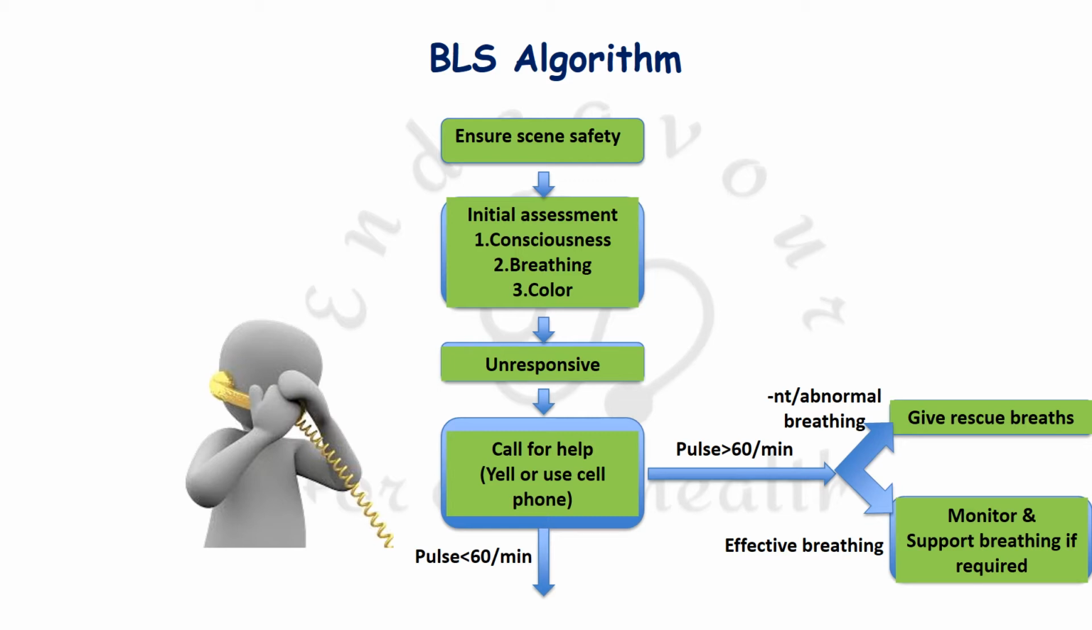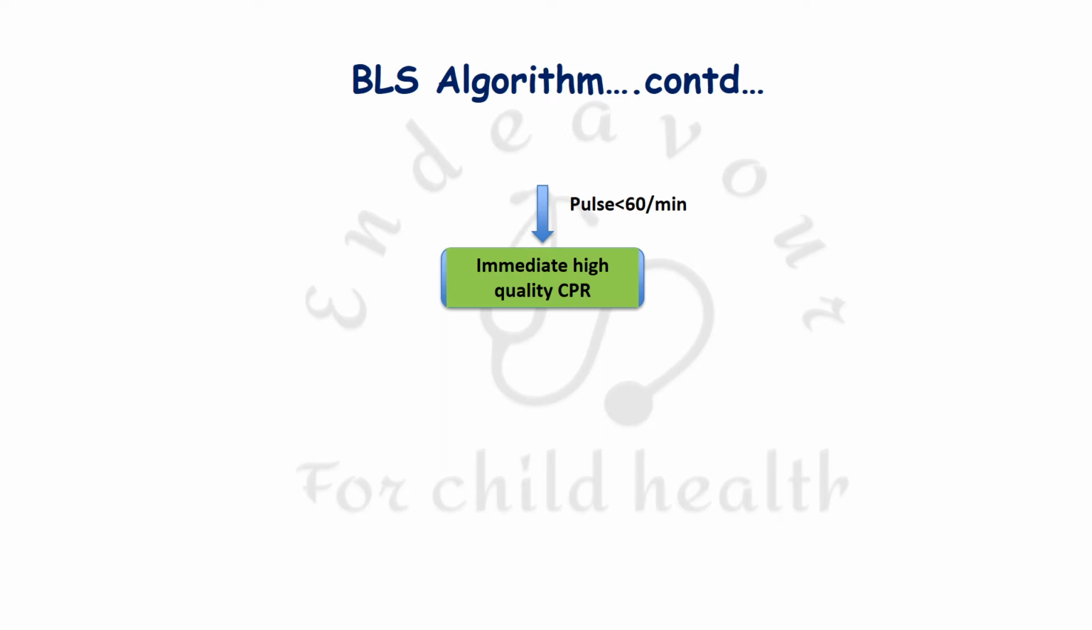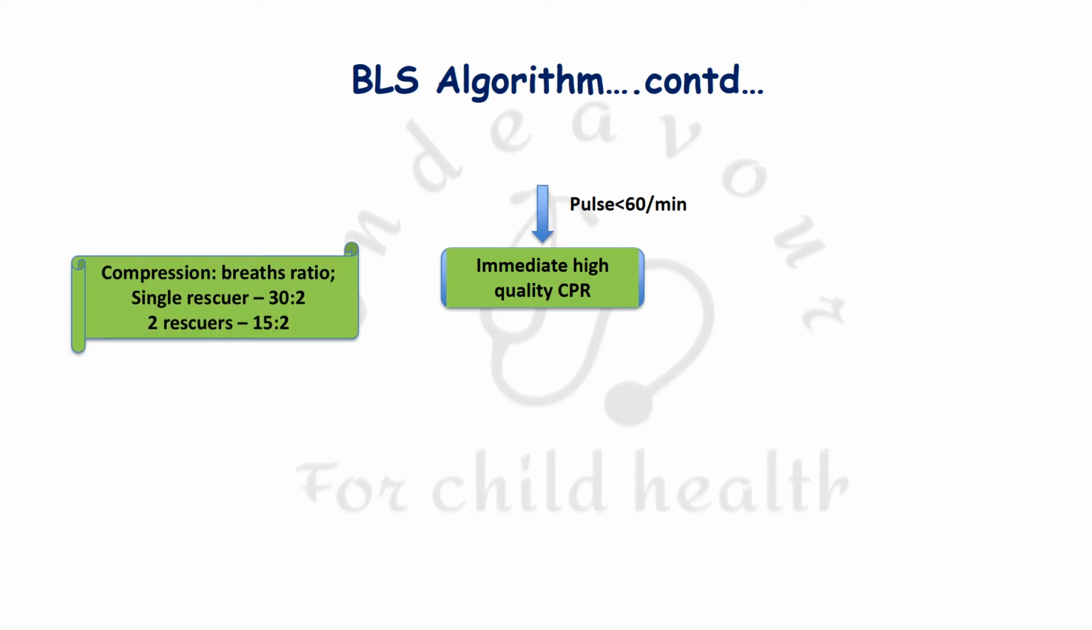The second scenario is that the pulse is less than 60 per minute. You have to immediately start providing high quality CPR. CPR is cardiopulmonary resuscitation. It comprises mainly two things. First is chest compressions and next is breaths. So you have to provide compressions of the chest, or chest massage as it is said in common terms, and you have to provide breaths along with it. Now, the chest compression to breath ratio. If you are alone, you are the single rescuer, then you have to do 30 chest compressions at a time and then provide 2 breaths and then provide 30 compressions again.